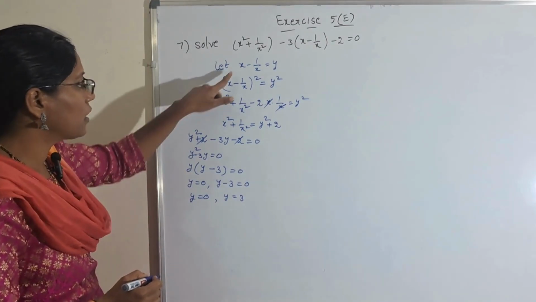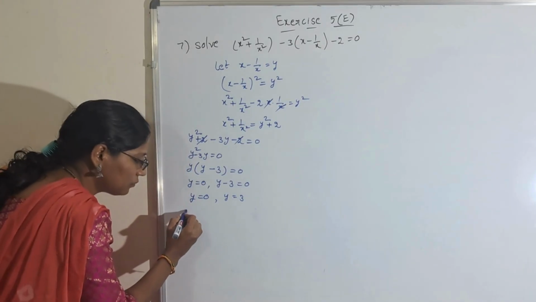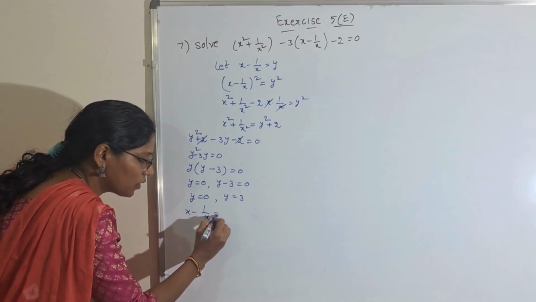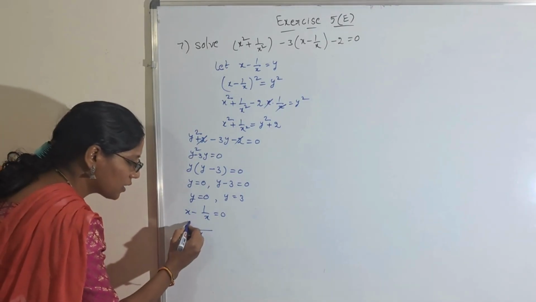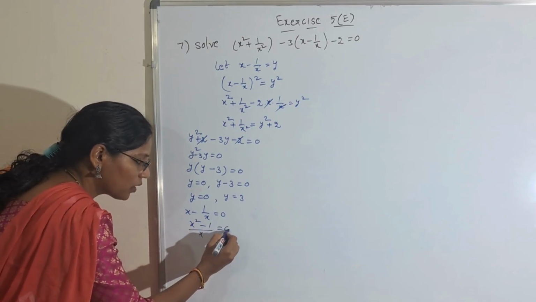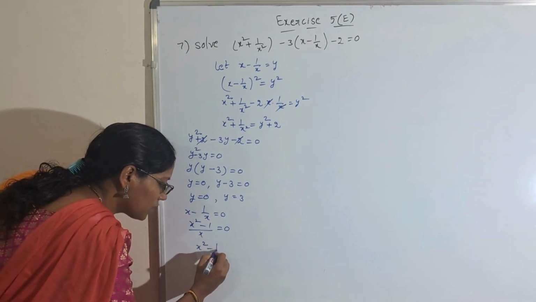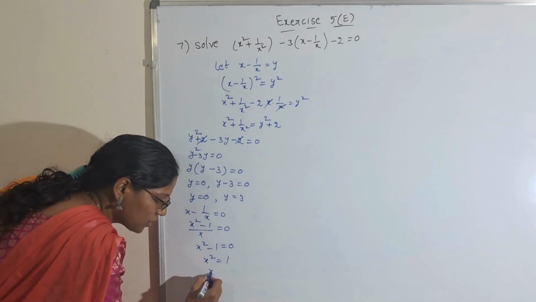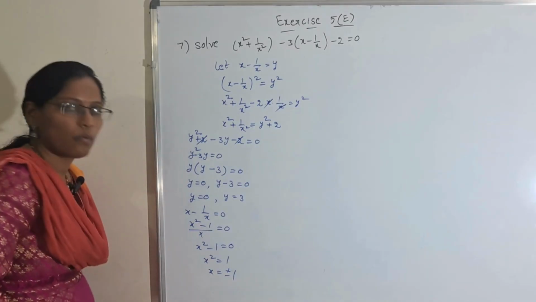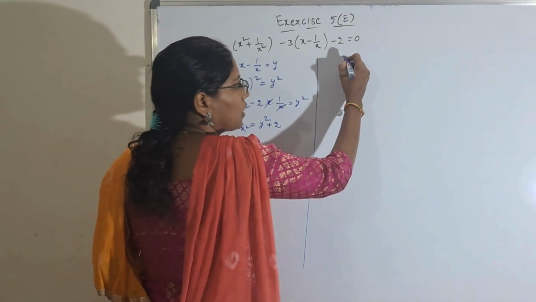Y value means x minus 1 by x is equal to y. Here x minus 1 by x equal to 0. LCM we have to take. x is the LCM. x square minus 1 equal to 0. x we have to shift right side. x square minus 1 equal to 0. x square is equal to 1. x is equal to plus or minus 1 it will come. Next one more. y is equal to 3.